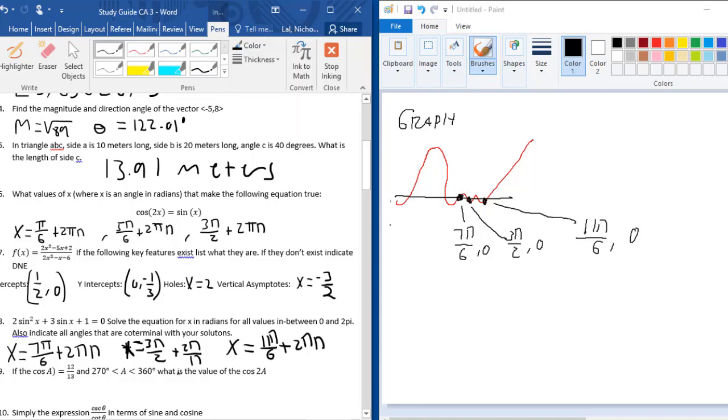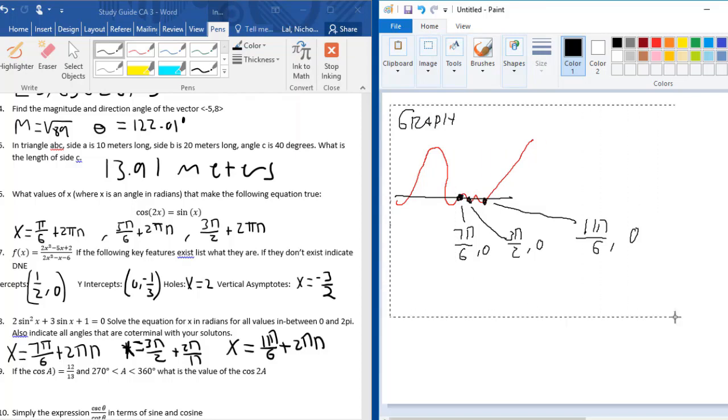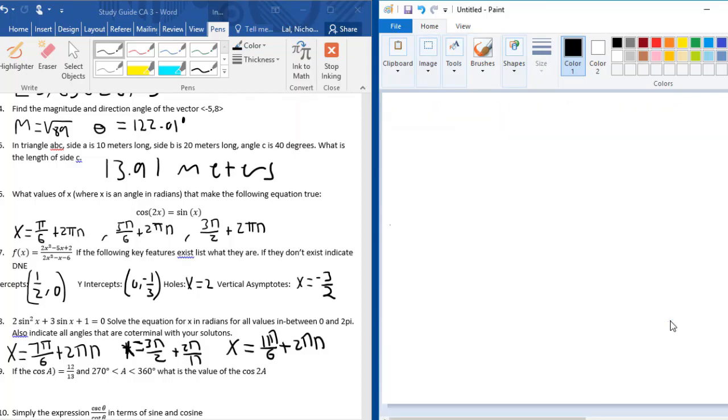All right. Any questions on this problem? Any questions about how you would input that into the calculator, find the x-intercept, click on it?